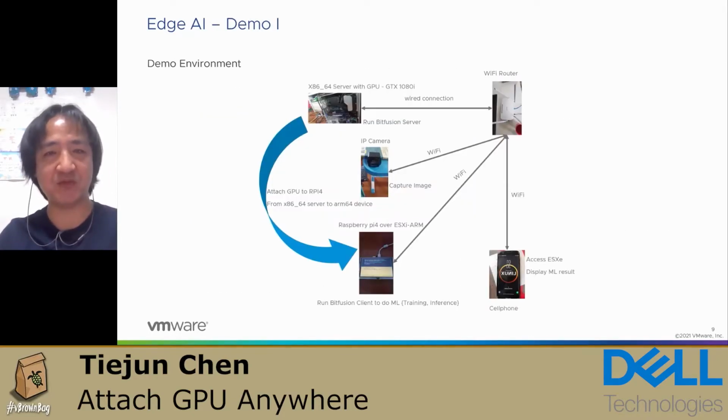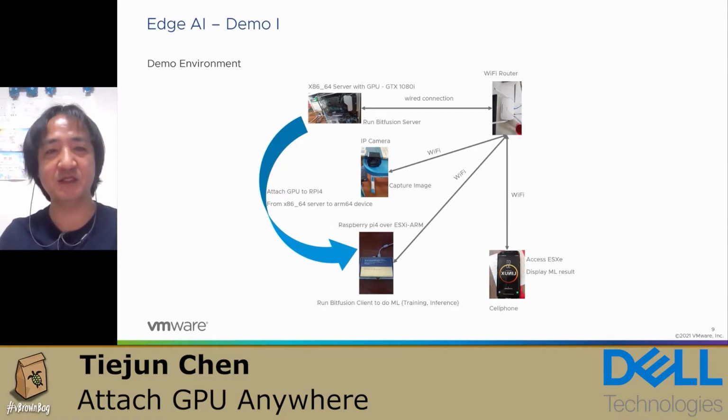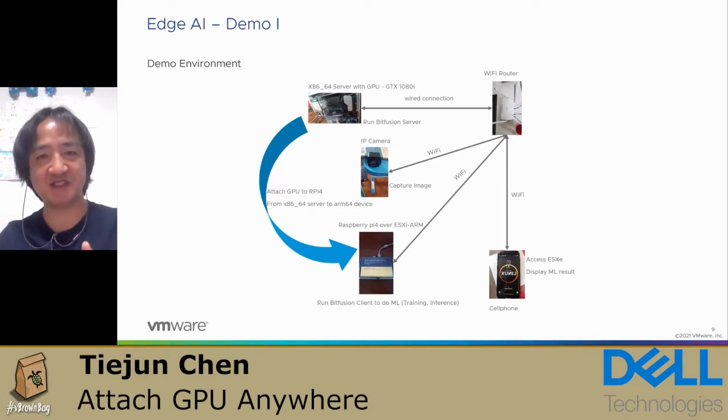It's about a demo environment. I have the Wi-Fi router, and I connect everything to this Wi-Fi router. The first one is the x86 based server, with an NVIDIA GPU, 1080 Ti, installed. I have an IP camera to capture images as the input source. I have a Raspberry Pi 4, which represents the edge system. I install ESXi on the Raspberry Pi. I use my cell phone to log into that ESXi to check things, including the machine learning result. The key point here is that now we can attach GPU from the x86-based server to the Raspberry Pi to accelerate the AI workload running on the Raspberry Pi.